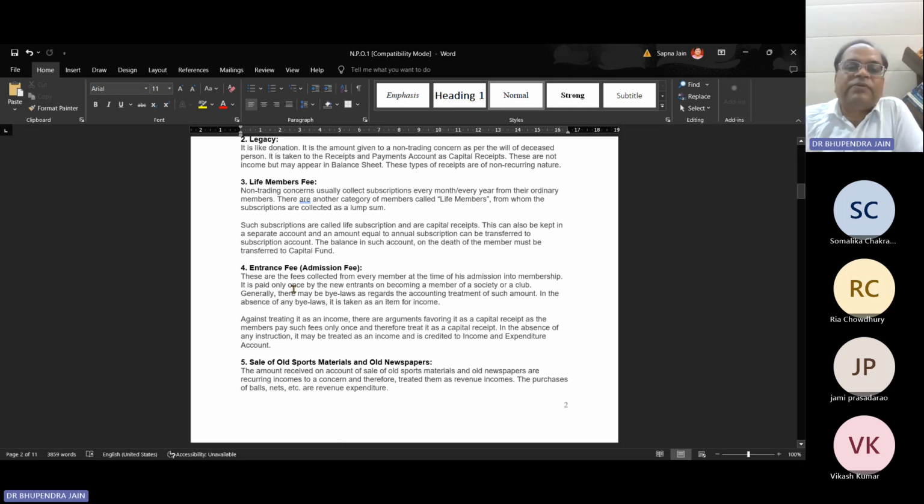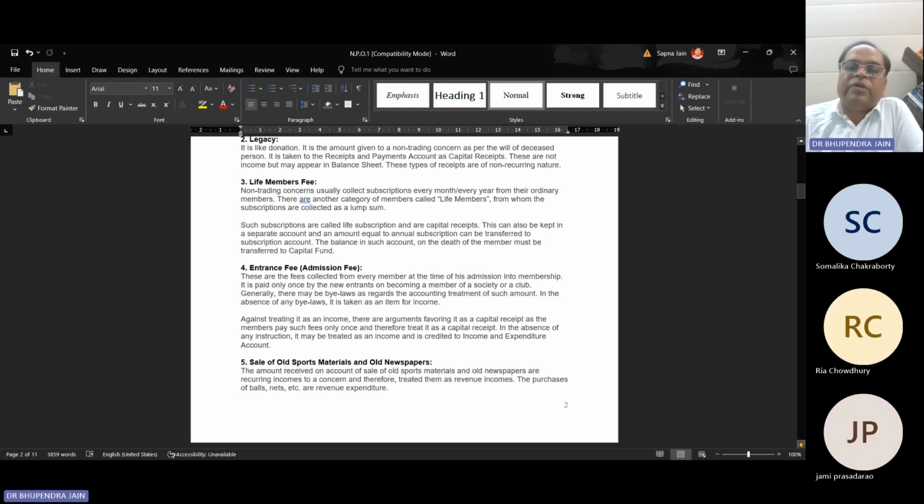This is the fee collected from every member at the time of his admission into the membership. It is paid only once, when a new entrant becomes a member of a society or a club. Generally, there may be bylaws in regard to the accounting treatment of such amount. In the absence of any bylaws, how should it be treated?